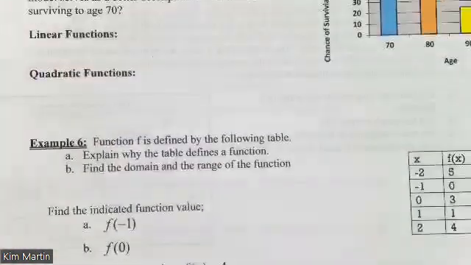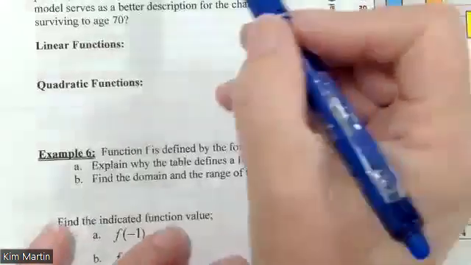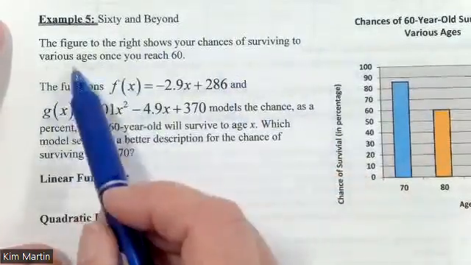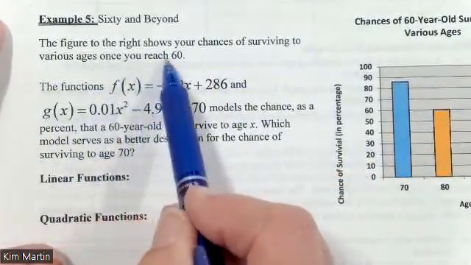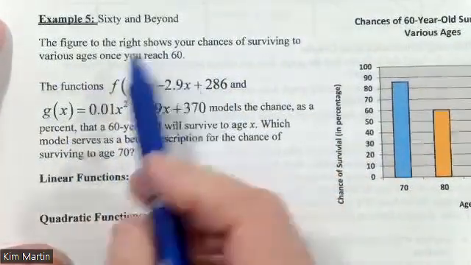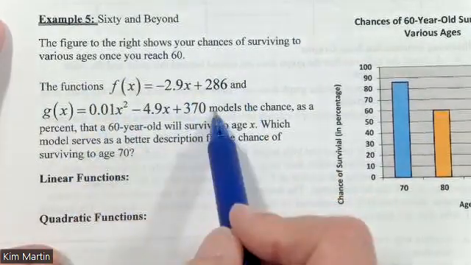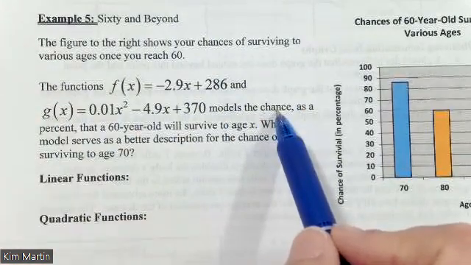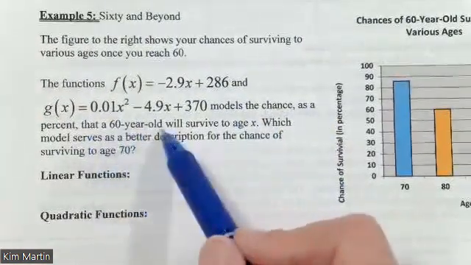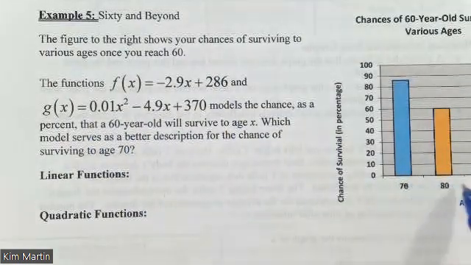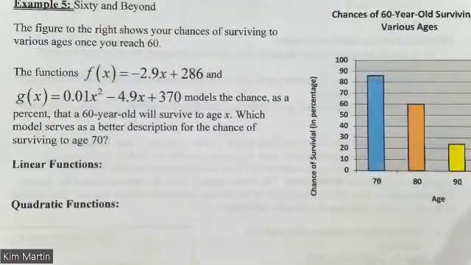I'm not going to do this practice. Right here, we're just going to look at this one, example 5. The figure at the right shows the chances of surviving various ages once you reach 60. The function models the chance, as a percent, that a 60-year-old will survive to age, here it'd be 70, here it'd be 80, 90, 100.